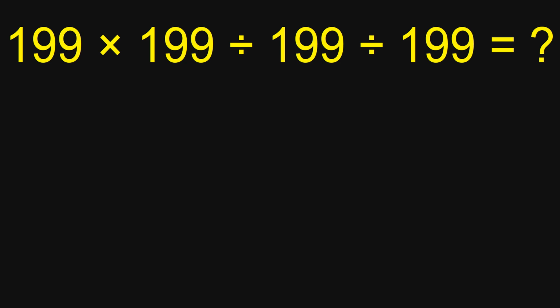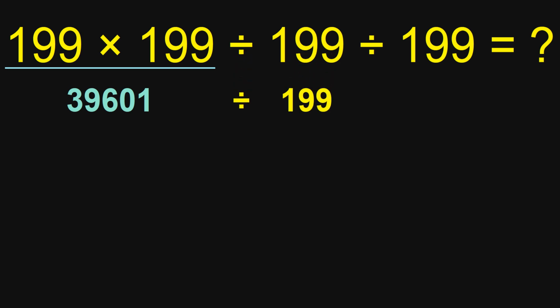Okay? Now let's start our solution. So first we do this multiplication. We have 199 times 199, which equals 39,601. Rewrite our problem and we get 39,601 divided by 199 divided by 199.